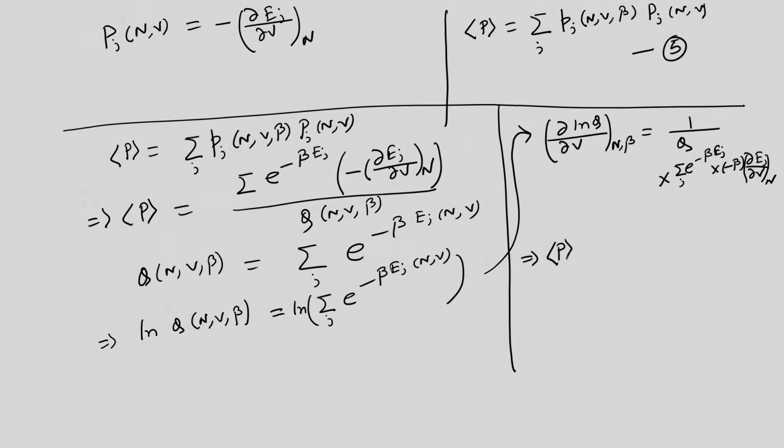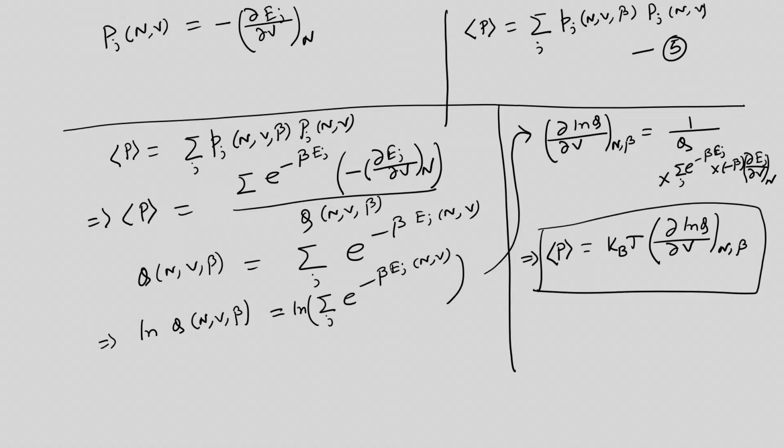So, we get average pressure is nothing but, if we substitute the value of beta, kBT del ln Q by del V, keeping n and beta constant. Okay, so this is the expression for average pressure. So far we have assumed that beta is 1 by kBT. We will prove it now.